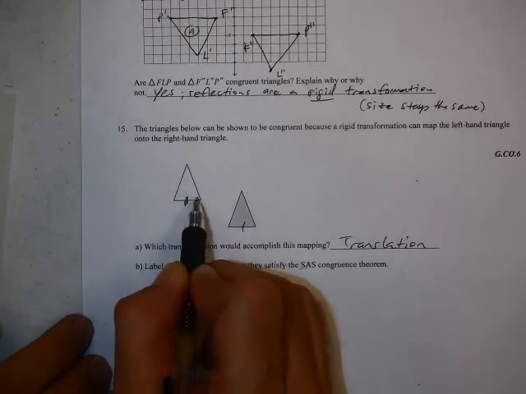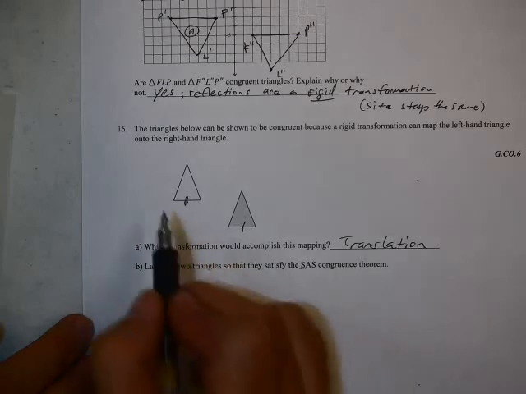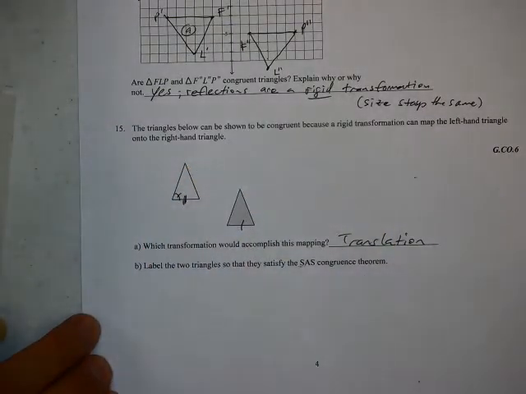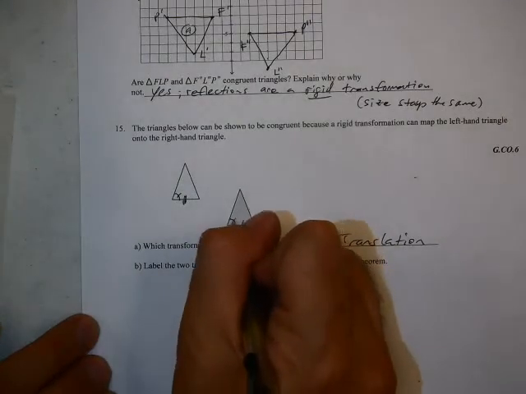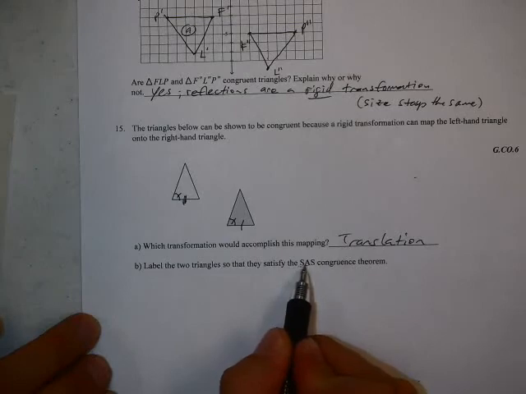Since I started here, I have to mark one of these two angles next to that side I marked. So let's go counterclockwise. I'm going to mark this angle. That would be an angle, which means I have to mark the same one down here. So there's my pair of congruent angles from the A.